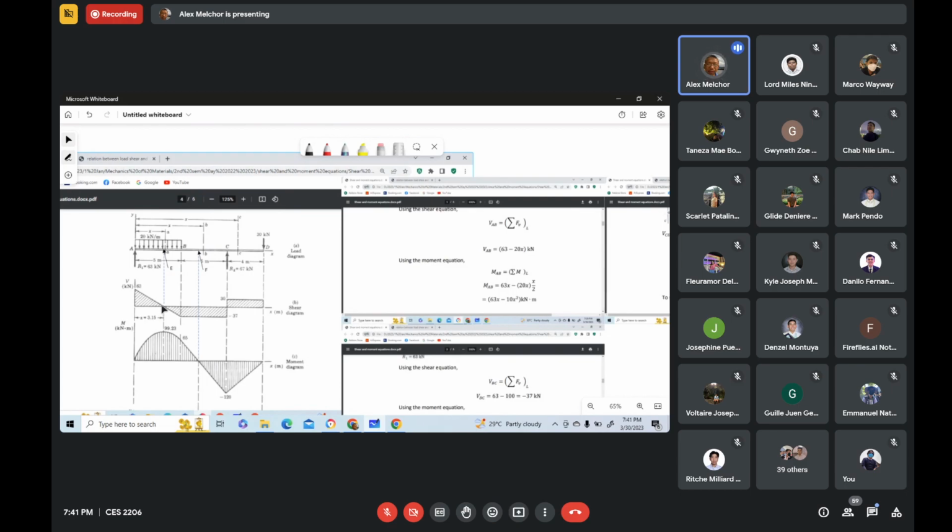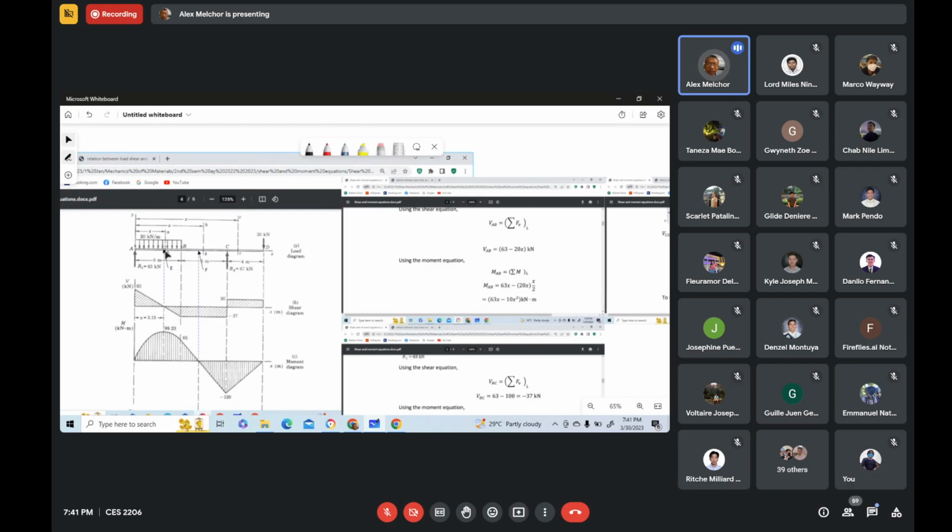So, from that zero shear, we project vertically upward and label that section where we have zero shear as section E. Okay, so we solve for the moment at section E. Now, before solving for the moment at section E, we need to know where is the location of E.